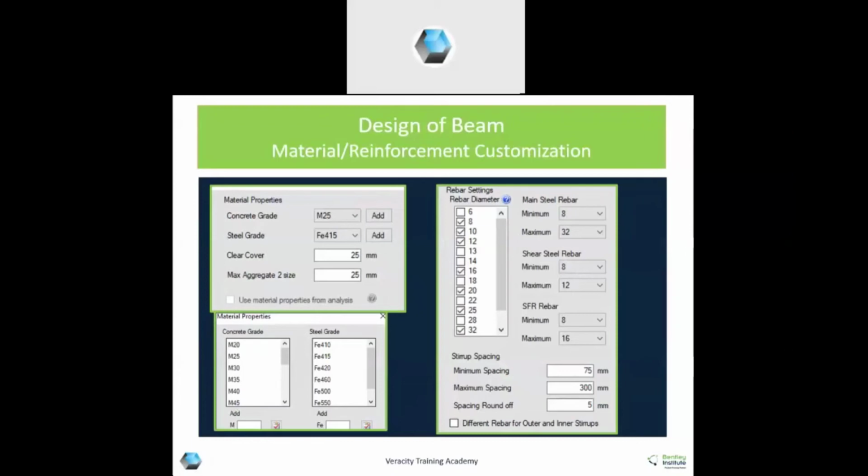Rebar settings. Though main steel rebar here is given as 8 mm, we generally do not go below 12 mm. So two 12 mm bars are compulsory as per our code at top and bottom. And whatever extra you need, you can add up to that. So here minimum diameter you can specify as 12. Maximum diameter you can specify 32, but RCDC generally takes the column width as the criteria.